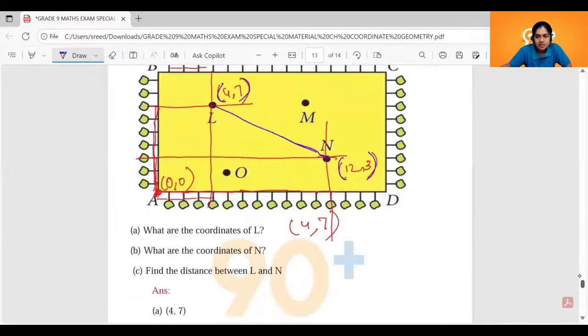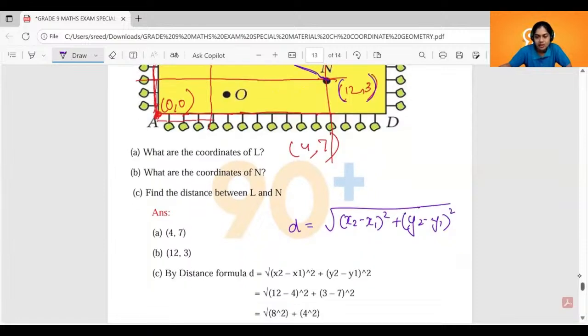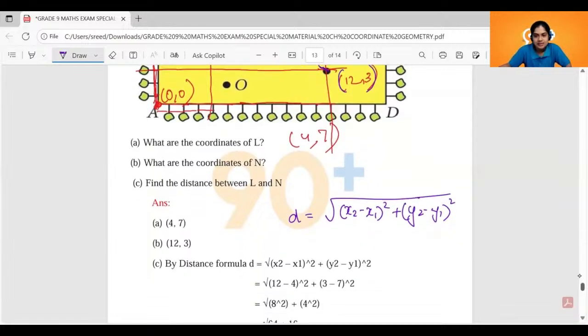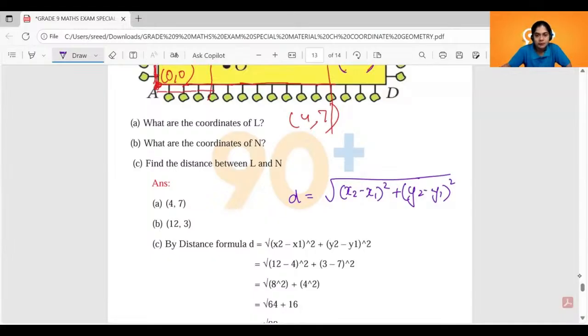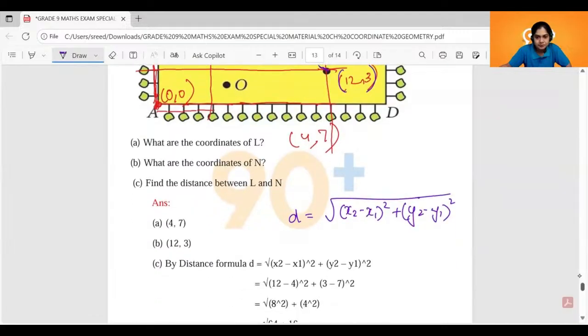Okay, distance formula, that means the distance between any two ordered pairs. It's given by the formula d is equal to root of x2 minus x1 the whole square plus y2 minus y1 the whole square. You can directly use this formula. So the distance between L and N.